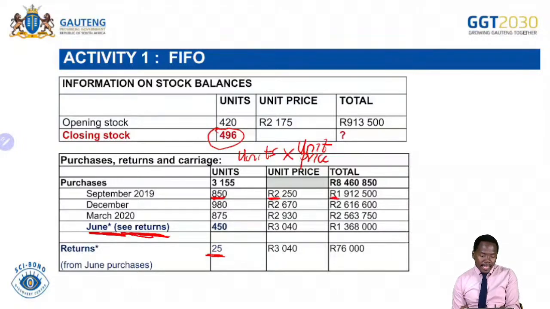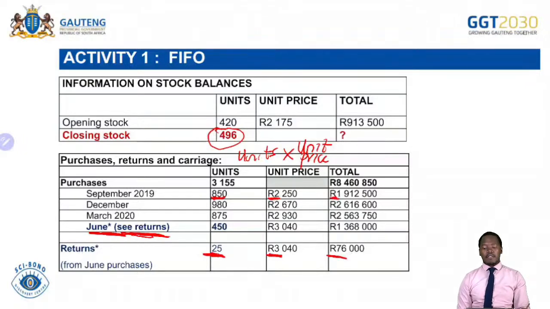And then for the returns again, they've taken the 25 units multiplied by 3,040 and then they arrived at the total value of 76,000. Right. Grade 12, I hope we are keeping up, we are following.